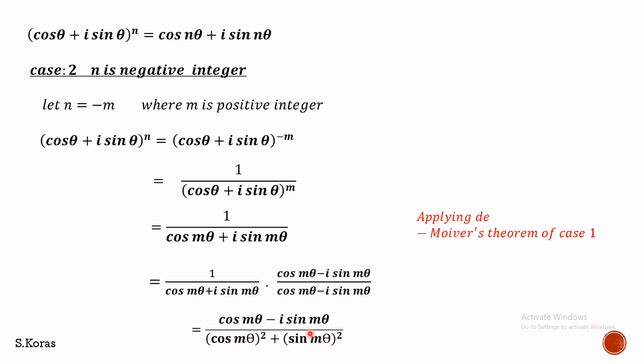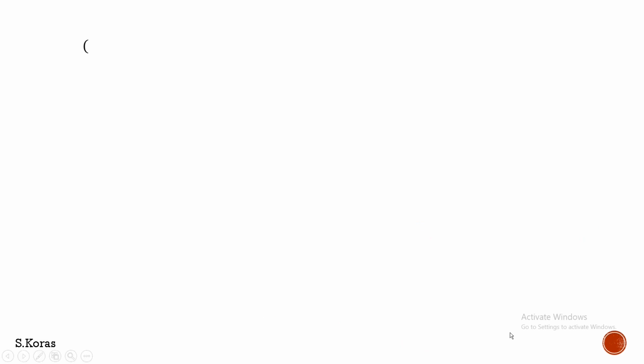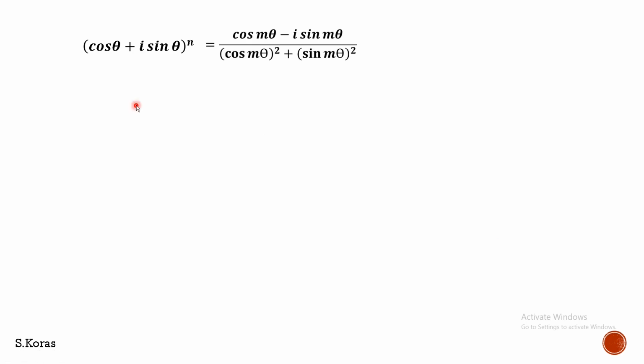So now till this point we have proved (cos theta plus i sin theta) the whole power n is equal to cos m theta minus i sin m theta divided by (cos m theta) the whole square plus (sin m theta) the whole square. Right. So let us proceed with that. As I told you, by the formula, cos square theta plus sin square theta is 1. So if you apply this value 1, we get the answer cos m theta minus i sin m theta.